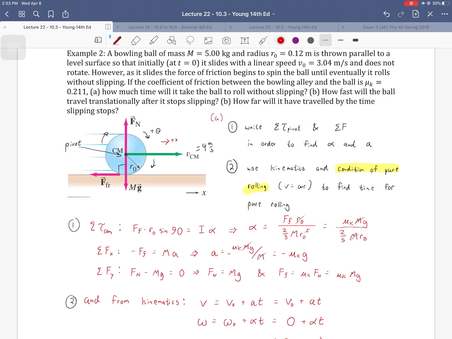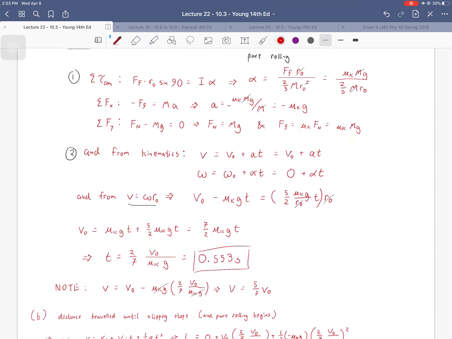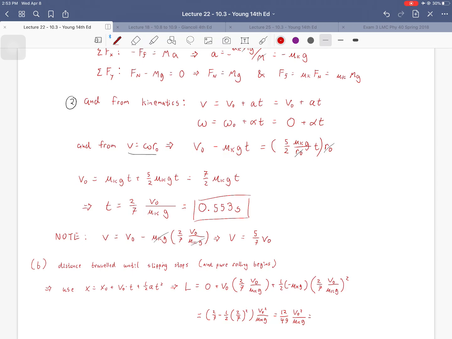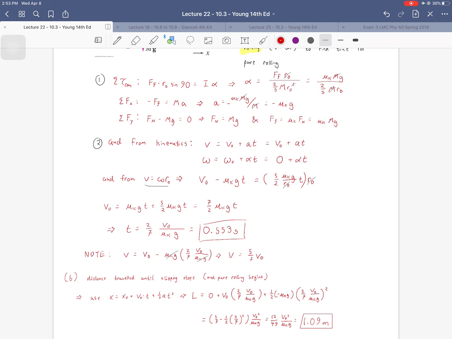Okay, so let's plug in that final number. So 12/49 times 3.04 squared, and then divided by 0.211 times 9.8. Okay. All right, everything's good. So 1.09 meters. Nice distance. There we go. All right, that's how far it goes before it starts to purely roll.